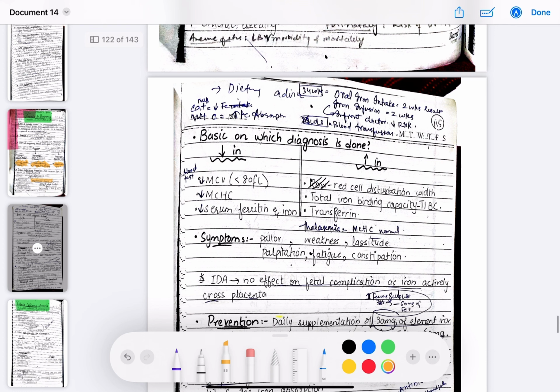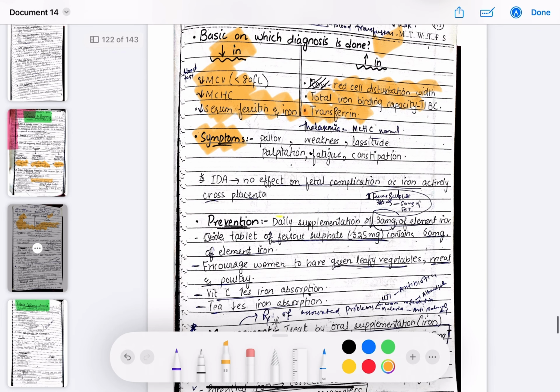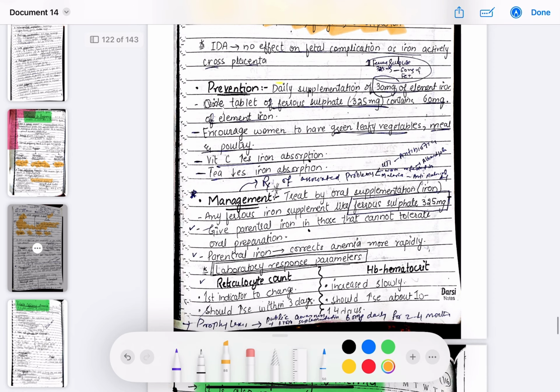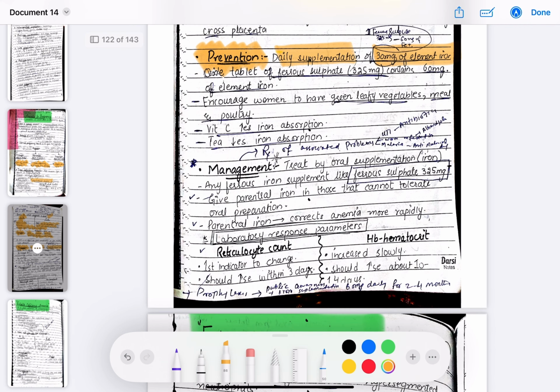The basis on which that anemia is diagnosed is that the MCV, MCH, and serum ferritin decrease, and the red cell distribution width, total iron binding capacity and transferrin increase. The symptoms of iron deficiency are pallor, weakness, lassitude, palpitations, fatigue, and constipation. Now, the prevention for the iron deficiency anemia is the daily supplementation, that is 30 milligram of elemental iron, and 1 tablet of ferrous sulfate, 325 mg, contains 60 mg of the elemental iron, and encourage women to have green leafy vegetables, meat, and poultry.